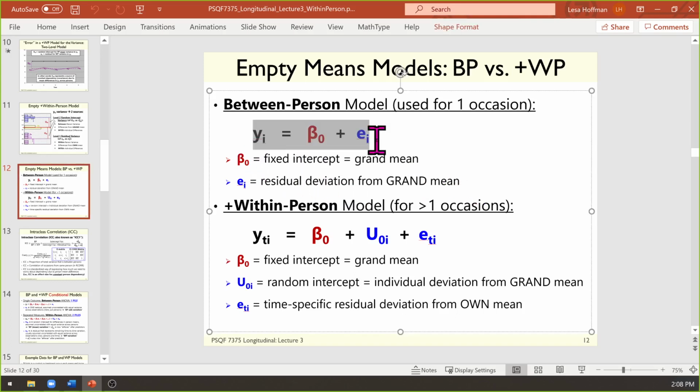So if I have a cross-sectional model, one Y per person means one E residual per person. These are both empty models because I have no predictors. So beta 0 is the grand mean for this cross-sectional example. The addition to it that we started talking about last time then is the U0. So beta 0 is the fixed intercept, the grand mean, the mean of the means. U0 is how far off your intercept is from the grand mean.